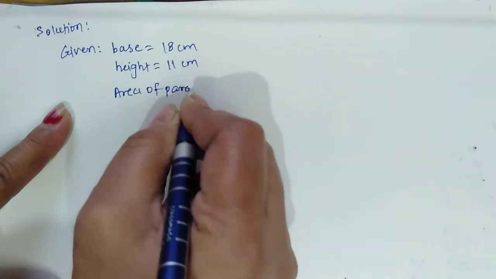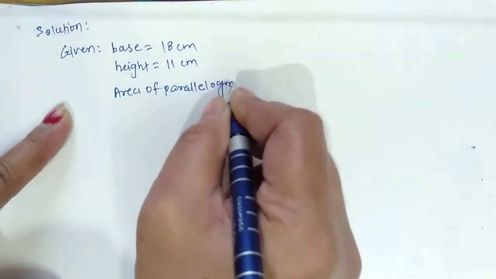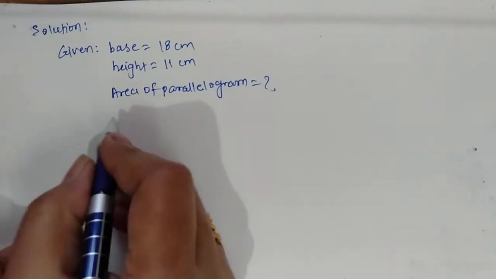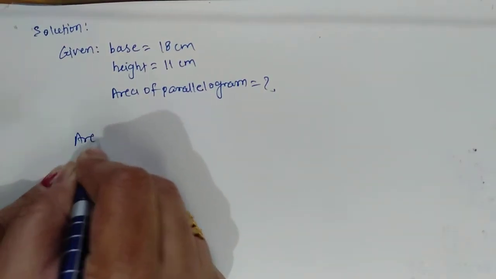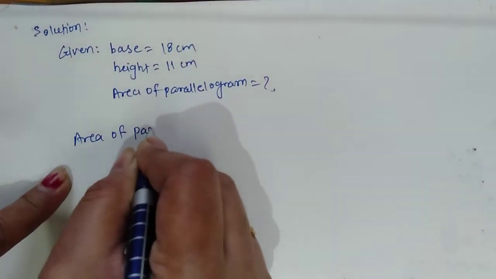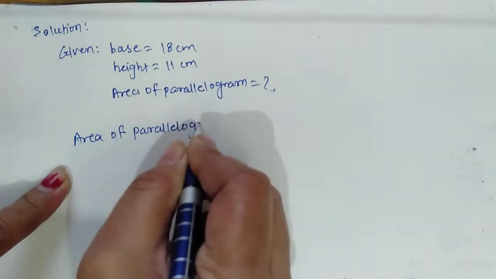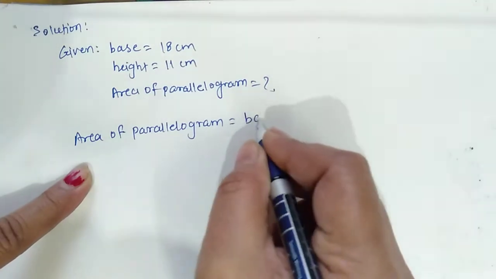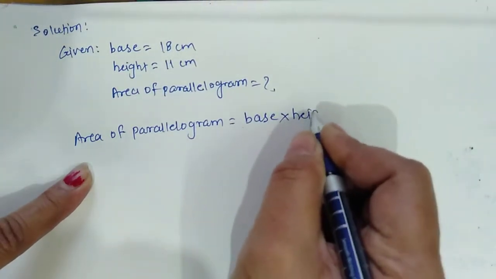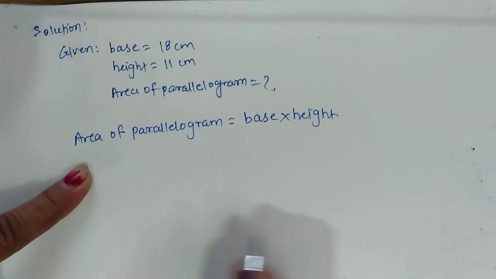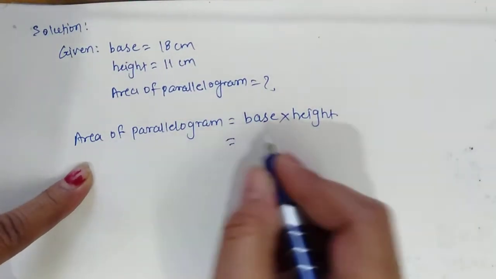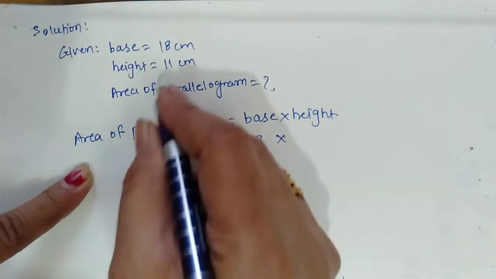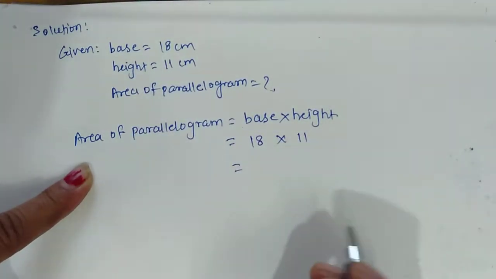Area of a parallelogram is equal to question mark. So write down the formula: area of a parallelogram is equal to base into height. Now put up the values. So base is equal to 18 multiply by 11. Very simple.